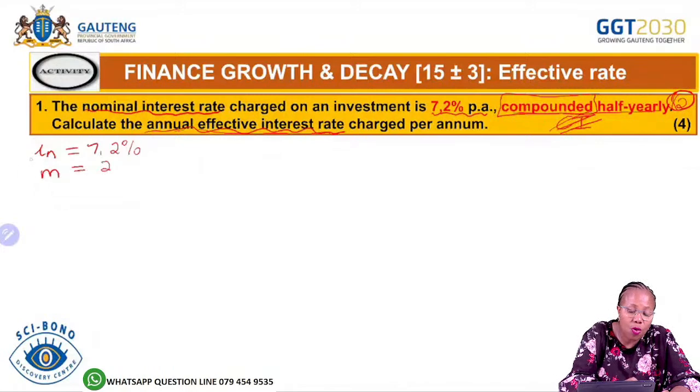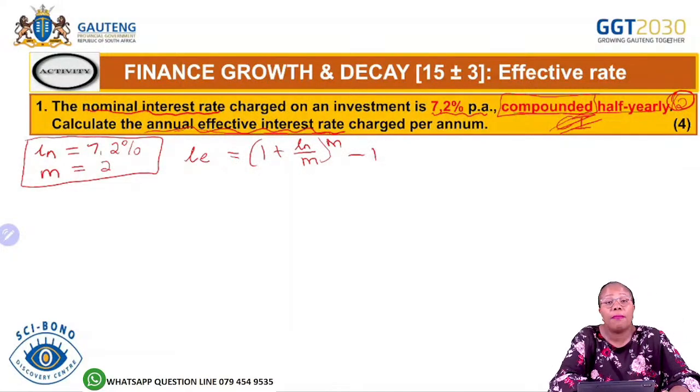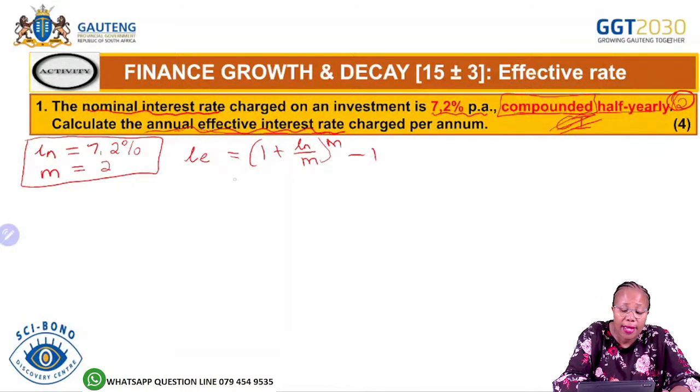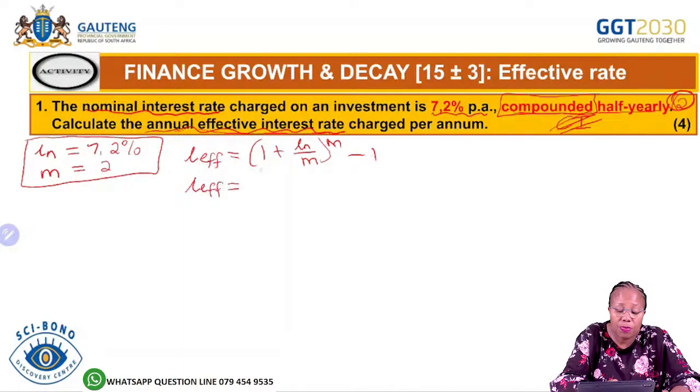So we can now go to our formula of effective. That will be I effective is equal to 1 plus I nominal over M, all to the power of M, minus 1. And then secondly, you now substitute. Remember, we are looking for I effective there. That will be still 1 plus, and we are now substituting I nominal, which is 7.2%.